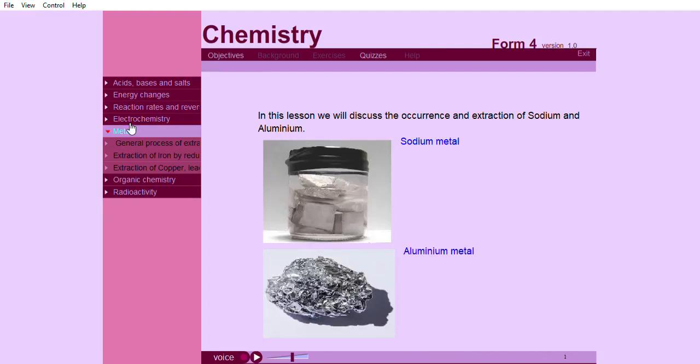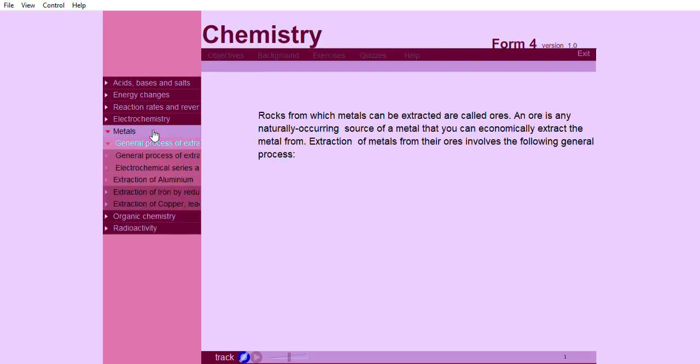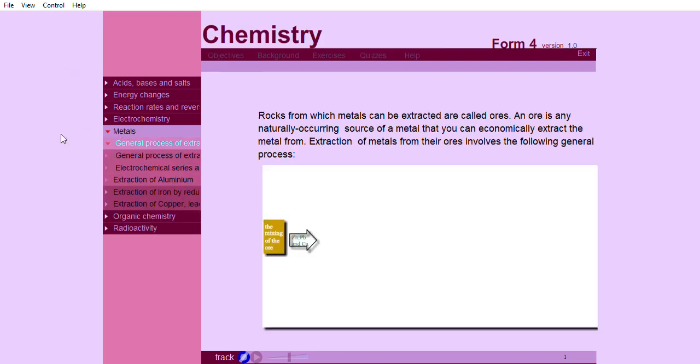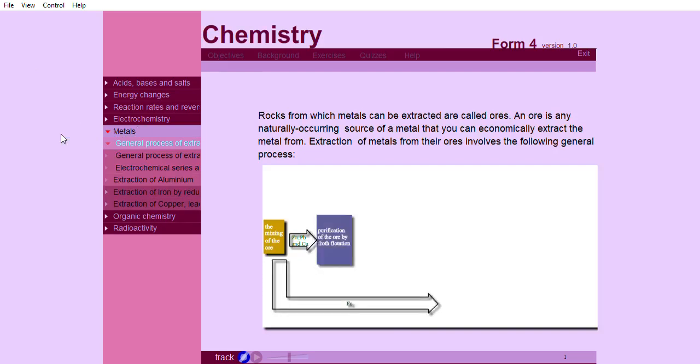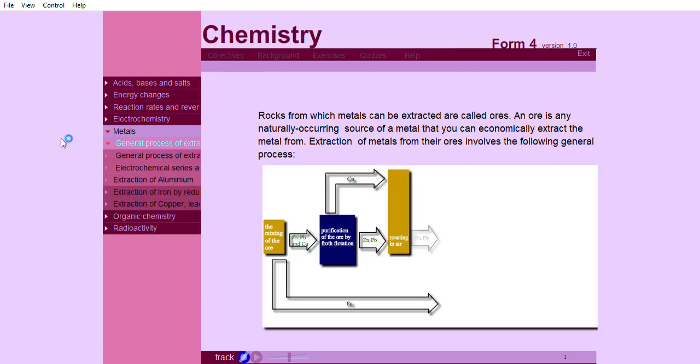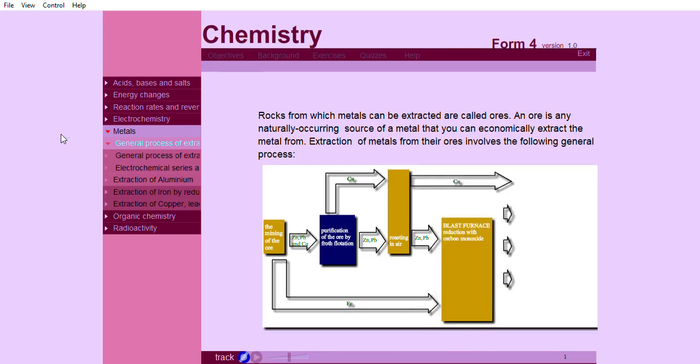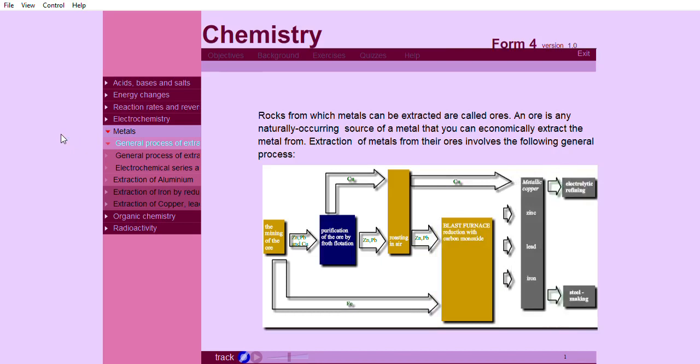In this lesson, we will discuss the occurrence and extraction of sodium and aluminium. Rocks from which metals can be extracted are called ores. An ore is any naturally occurring source of a metal that you can economically extract the metal from. Extraction of metals from their ores involves the following general process.